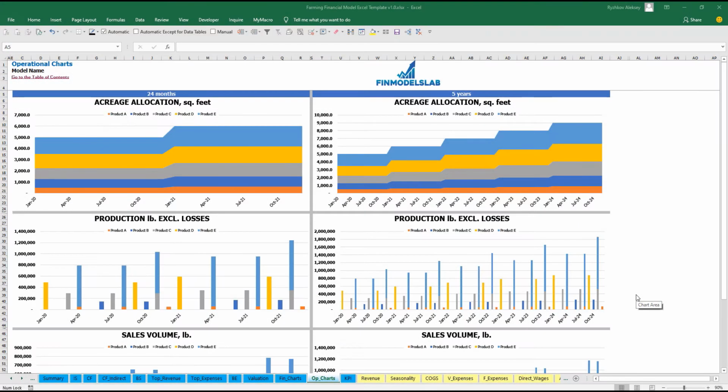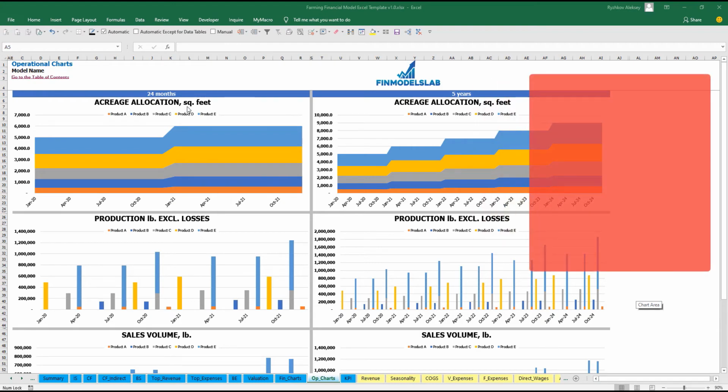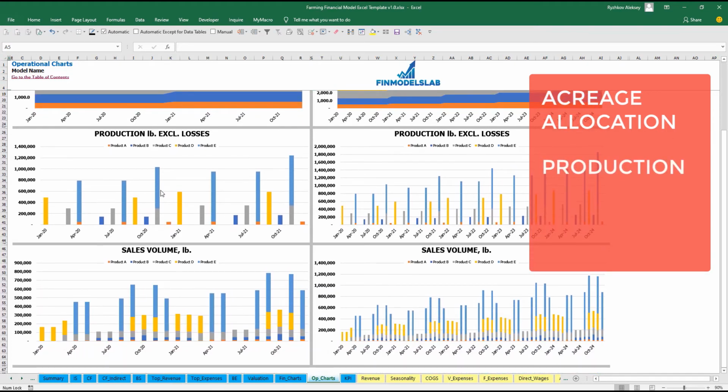On the operational charts tab you may see two sets of charts, which is breakdown of 2 years by months and 5 years by months. On the top you may see the acreage allocation by 5 categories of products. The next set of charts will show you the production amount, in pounds in this case, excluding the losses. And the last set of charts will show you the sales volume broken down by products and also breakdown by months for 2 years and 5 years.